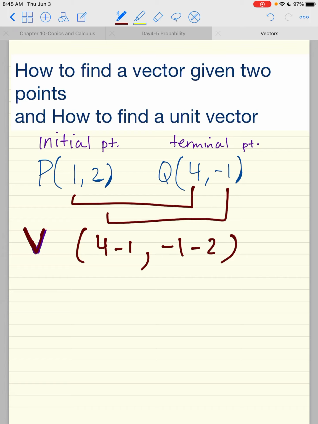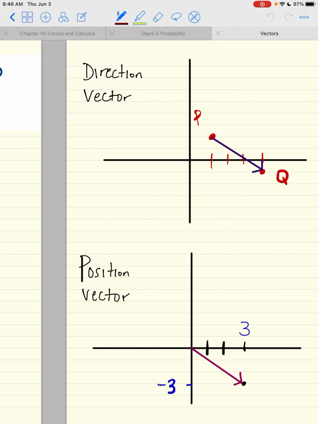Vectors are pretty much denoted by these bold letters, mainly V, U, and W. So we have <3, -3>. We also want them to have these pointy ends to show that they're different from an actual point, P and Q. So that's how we find a vector. All you have to do is take the terminal point minus the initial point. Well, to find the unit vector, we're going to have to do something first.